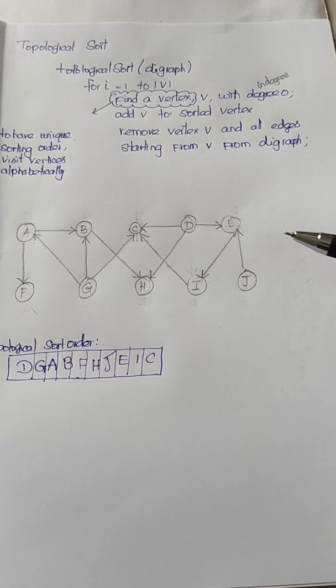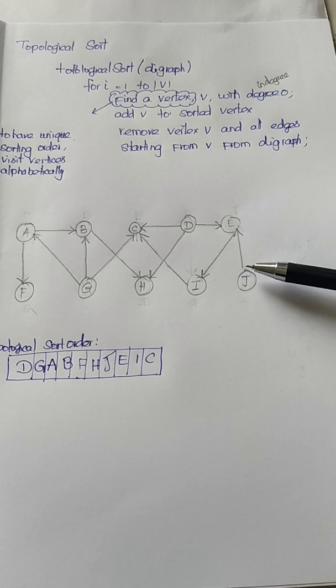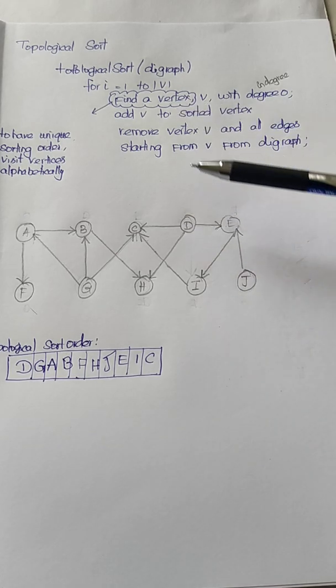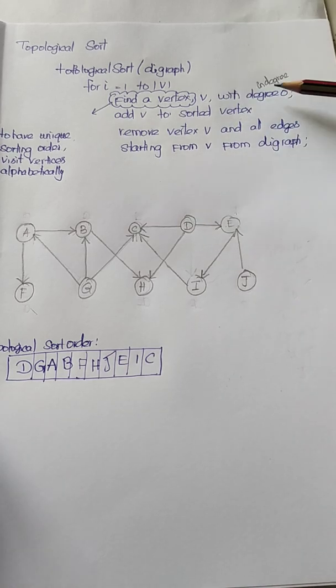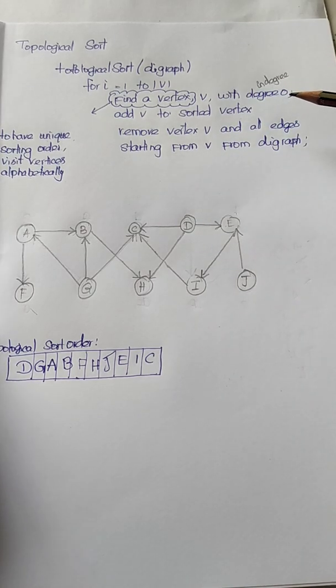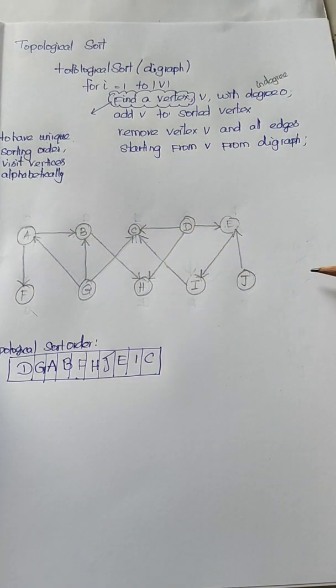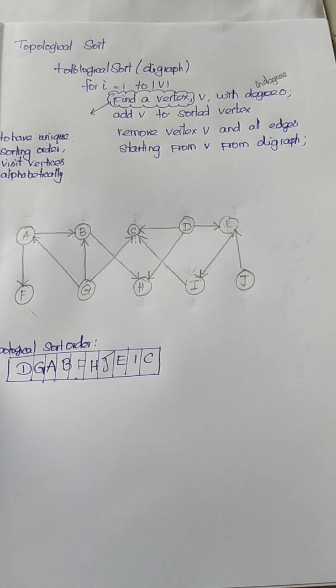Okay, a simple directed graph is given in the example. Let's see how the vertices are visited using the topological sorting order, using the algorithm. So the first step is I need to find a vertex with in degree 0. So let me calculate the in degree of all the 10 vertices given in this graph. In degree means inward edges coming to that vertex. How many inward edges are coming?